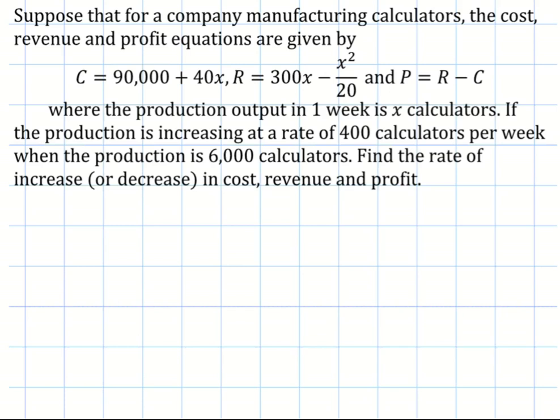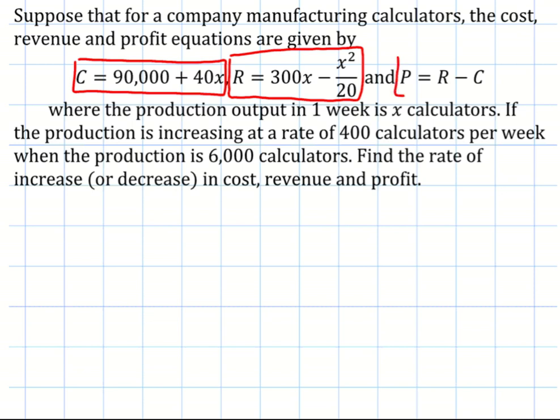We have a word problem. In this, we have a cost function, a revenue, and then the profit is the revenue minus the cost. And then in this, we have the cost, the revenue, and the profit as functions of x, and x is the number of calculators.